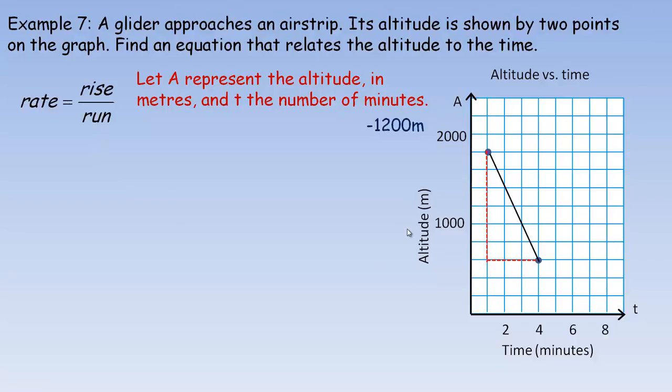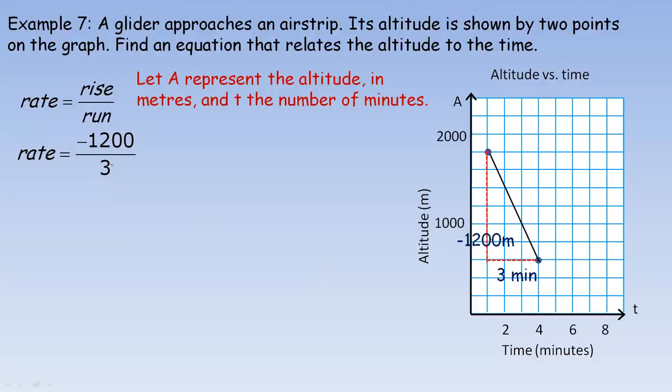So remember, rate is rise over run. Now, the change from here to here is 1,200 meters, and it's down. You can count 200, 400, 600, 800, 1,000, 1,200. So from here to here, it's gone down 1,200. Make sure you have that negative with it because it's going down. And this would be 1, 2, 3 minutes. So my rate is negative 1,200 over 3.